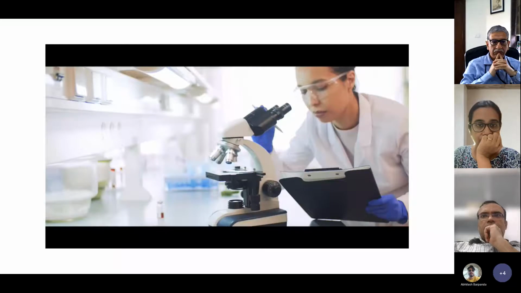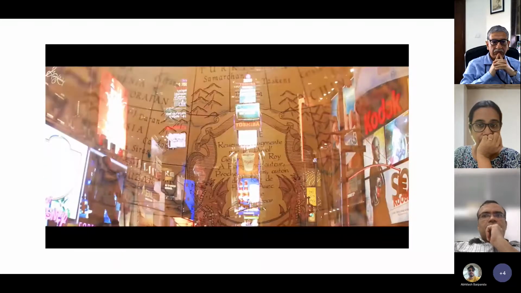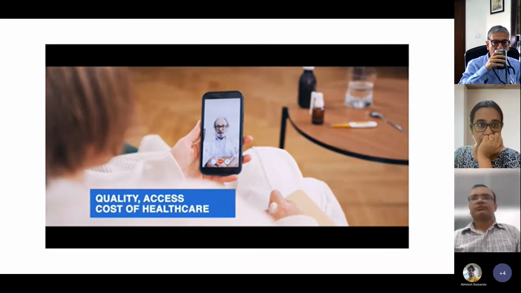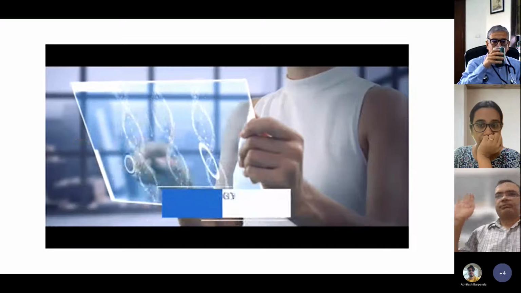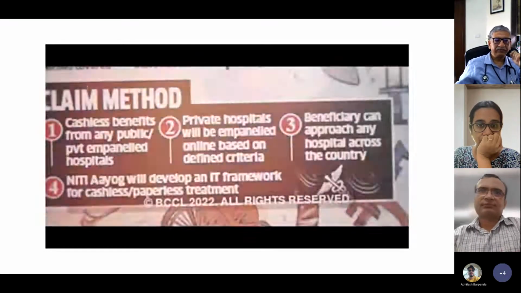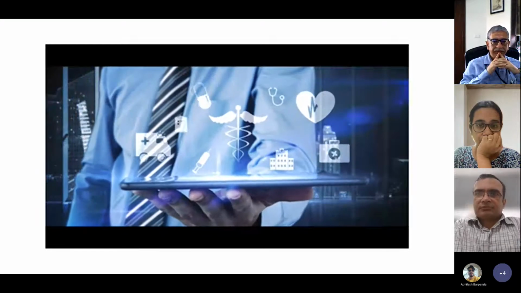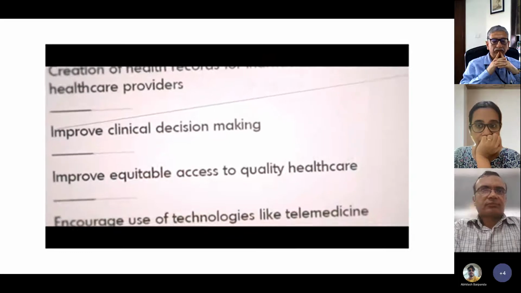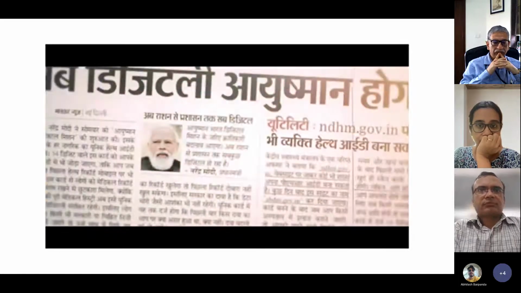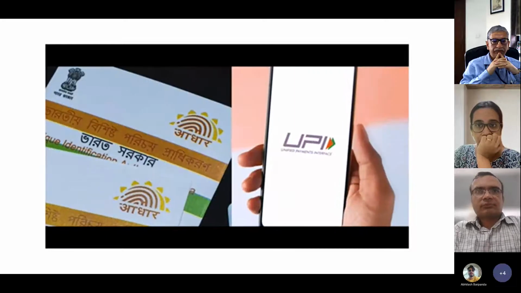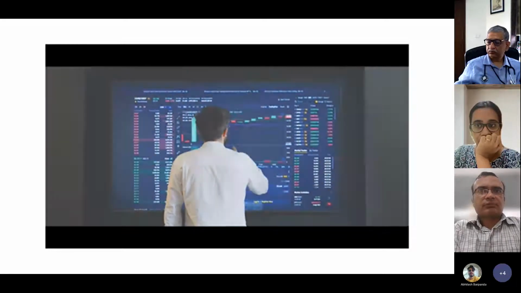Digital health is a key priority for all countries in the world, and has proven to be a very effective tool in improving quality, access, and cost of healthcare. Consequently, digital health is one of the fastest growth areas in technology. India too is investing heavily in digital health technology. The government is rolling out the Ayushman Bharat Digital Mission across India, which will drive new healthcare solutions, similar to the impact of Aadhaar and UPI on financial solutions.